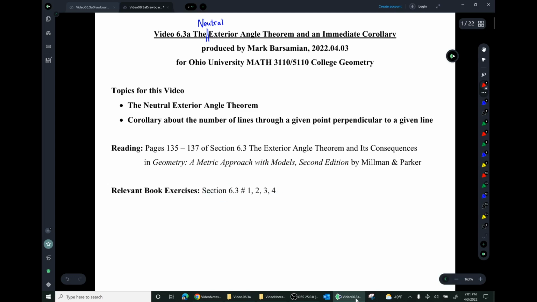Now, this section is called the exterior angle theorem. The theorem that I will introduce, the same theorem, I call the neutral exterior angle theorem. The reason I add the qualifier is that there actually will be another exterior angle theorem that we'll encounter later in the course. It will have a different qualifier. It will be called the Euclidean exterior angle theorem. But for now, in this section of the book, we'll be discussing what I call the neutral exterior angle theorem.